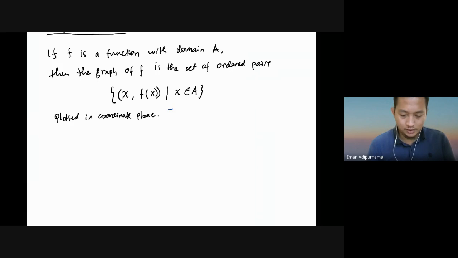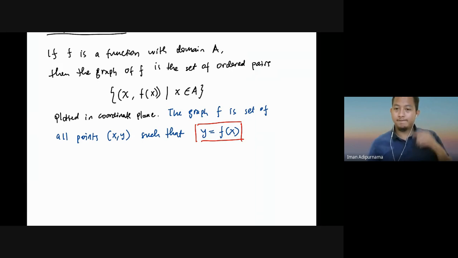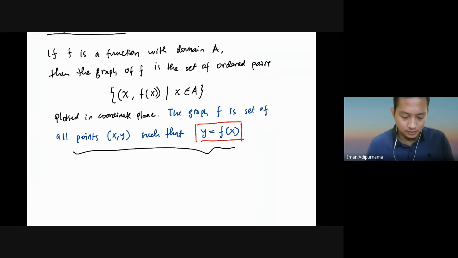In other words, the graph of f is the set of all points (x, y) such that y is equal to f of x. So we can also write down that f is the graph of the equation y equals f of x.